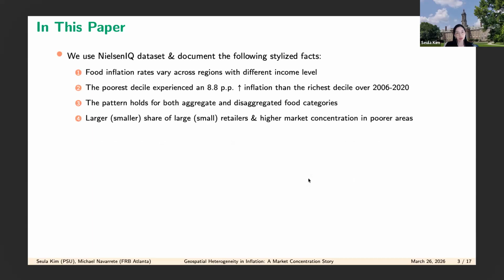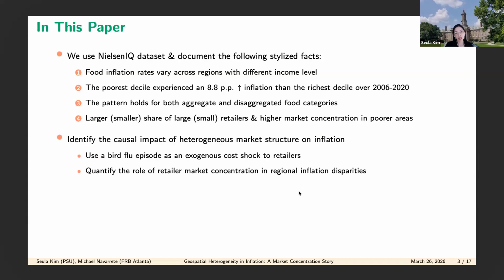To answer these questions in this paper, we use both empirical and theoretical analysis. Empirically, we use the Nielsen IQ dataset, which contains detail-level information for the retail chains in the US. Using that, we document the following stylized facts around the spatial heterogeneity in inflation and retailer market structure. In particular, we find that poor income areas experienced higher inflation than richer income areas over the period of 2006 through 2020. Poor income areas also exhibit a very different retailer market structure, in which there exists a larger share of larger retailers and also higher market concentration.